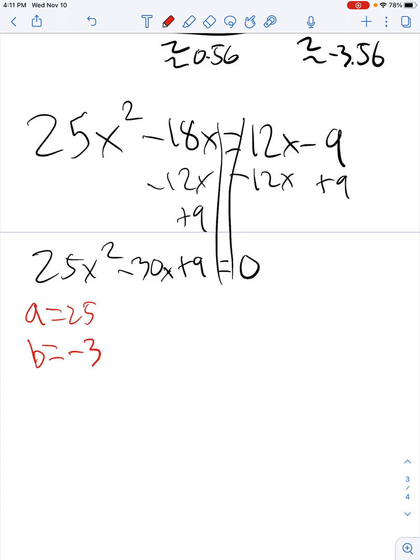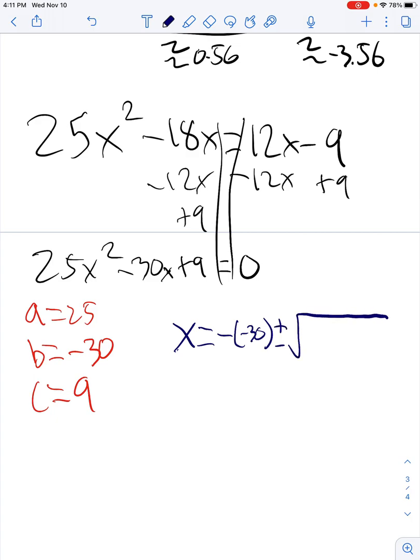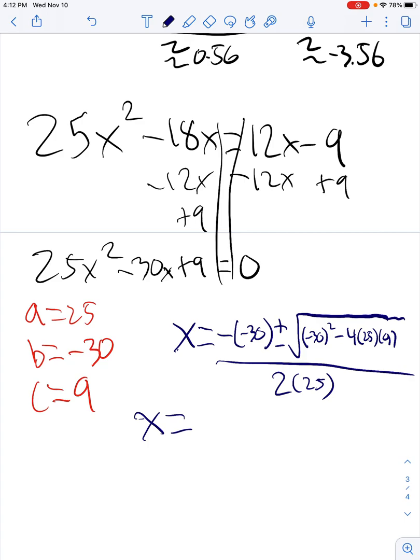So you can see, even I am having so many small little steps that if you try to hurry or if you don't show good work, you can make a silly mistake that will goof up the entire thing, and then you have to start all over again. So x equals negative 30 plus or minus the square root of b squared, negative 30 squared, minus 4 times 25 times 9, all over 2 times 25.